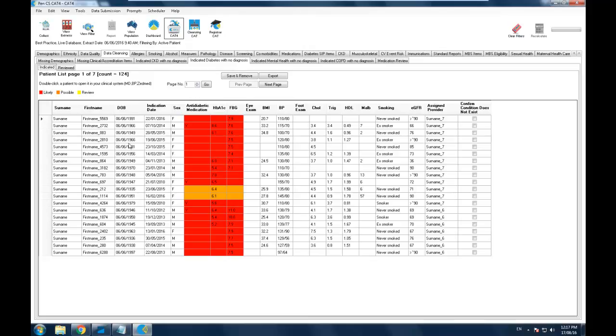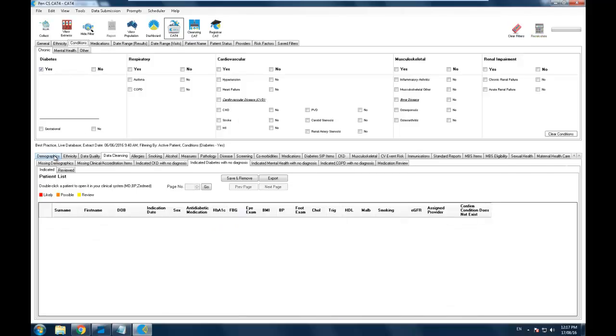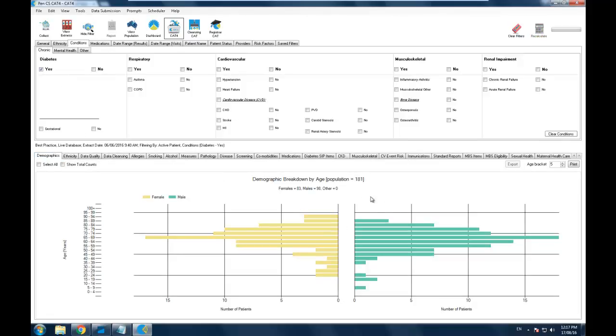So that's something that I know will take a while to go through these patients. But when you look at the numbers, there's 124 potential patients with diabetes. If we go back into our filtering for diabetes again, and we know from before, we have 181. So potentially there's actually more than 300 patients at this practice with diabetes, not just 181.